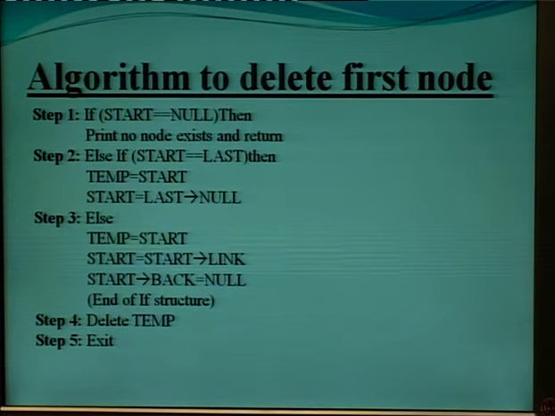So whatever the address of the next link is, it is stored in start, and start back is equal to null, that means the previous node is gone. So delete temp. When we delete temp, it logically removes the first node of the doubly linked list.